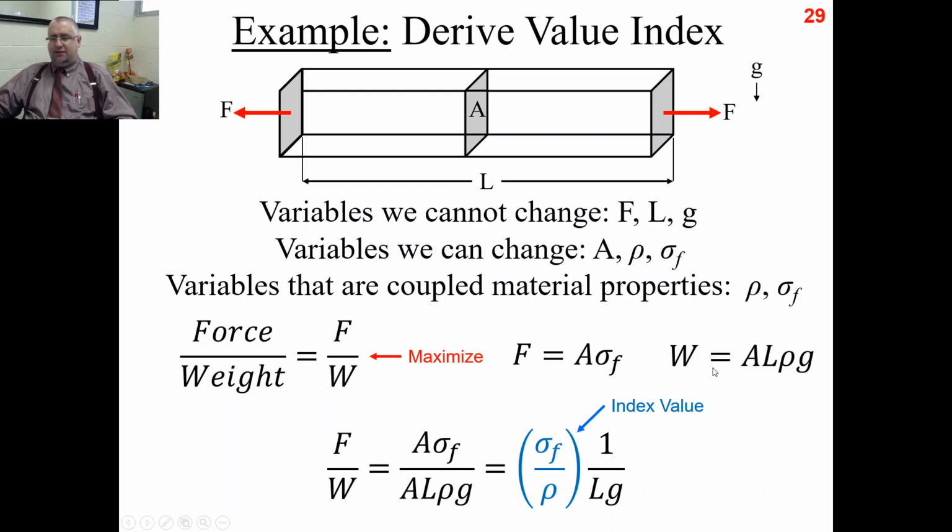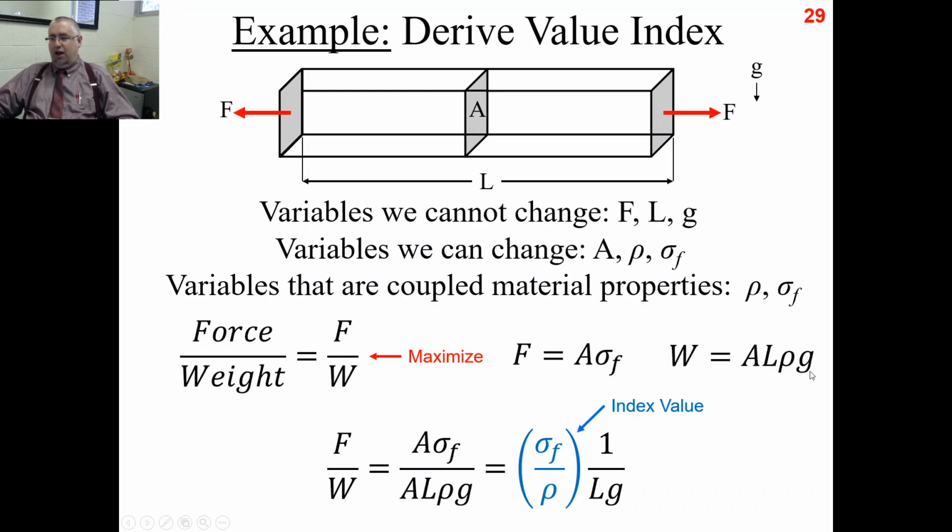And then for weight, we're very good at figuring out weight because we were talking about heavy versus light materials before. So it's just a volume times the density times the gravitational constant. So the volume here is just the cross-sectional area times the length. And then the density is one of the material properties that I'm interested in, so that's good.